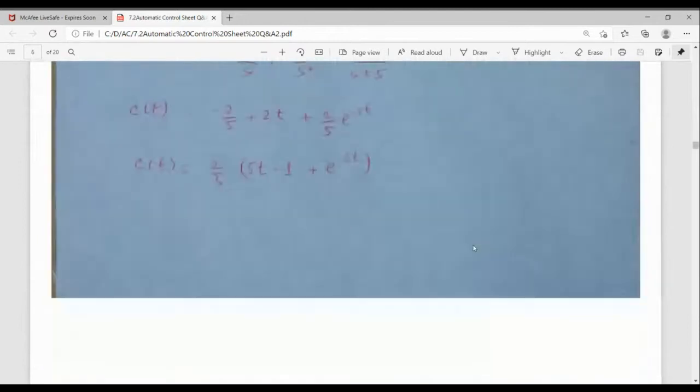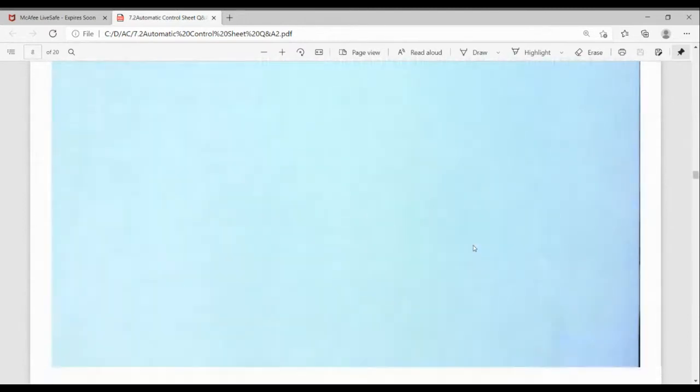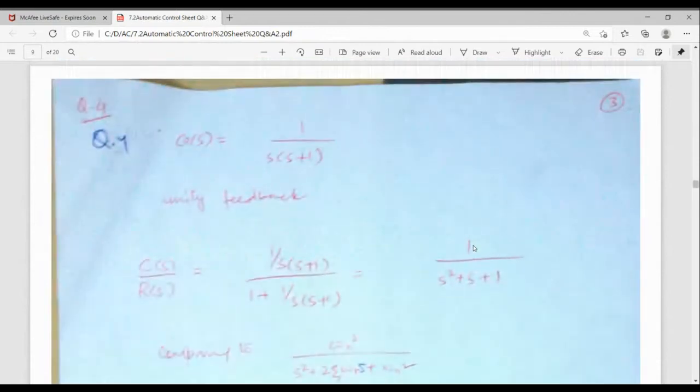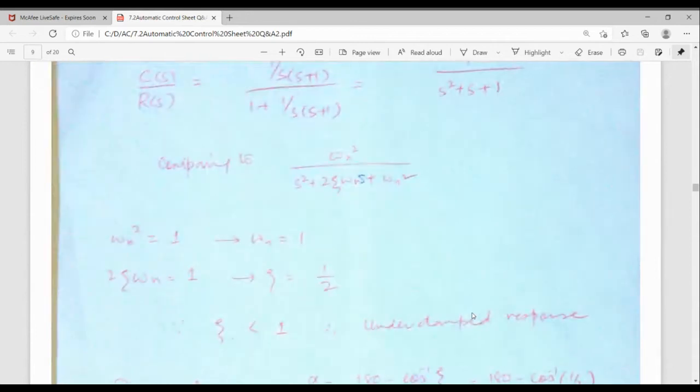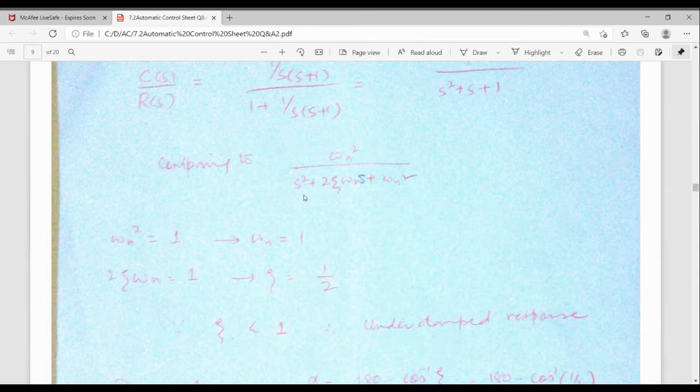Question number 4. So this is a unity feedback control system. This is the open loop gain for unity feedback. After doing unity feedback, G of s by 1 plus G of s into H of s, H of s is 1. So you will get this equation: 1 by s square plus s plus 1. Comparing to the standard equation, omega n square divided by s square plus 2 zeta omega n s plus omega n square. What is omega n here?